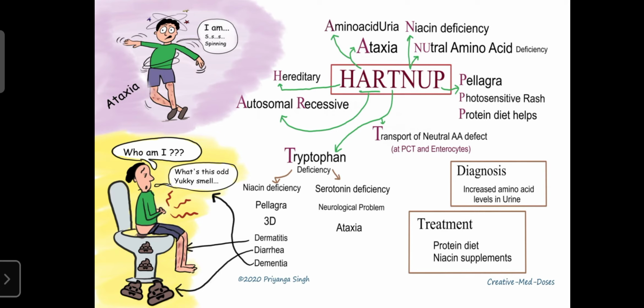Due to that, he suffers from pellagra-like symptoms: dermatitis, diarrhea, dementia, as well as neurological problems like ataxia, photosensitive reactions, and many other problems. He suffers from this because tryptophan plays an important role in the formation of serotonin, and serotonin plays an important role in the regulation of the circadian rhythm, the biological rhythms.